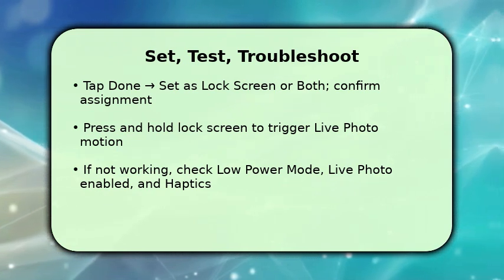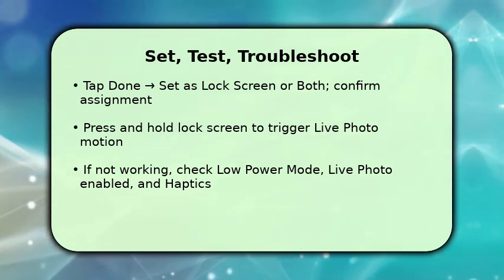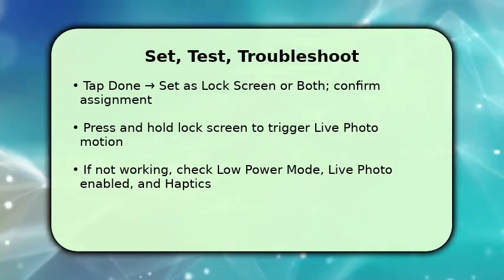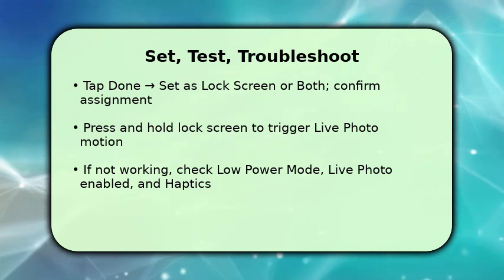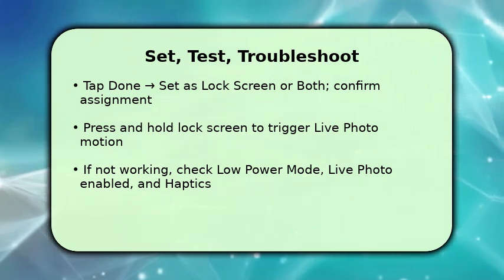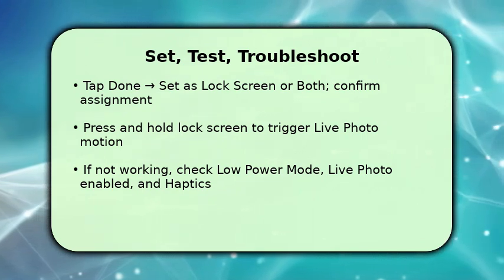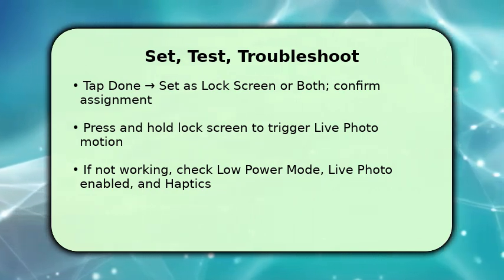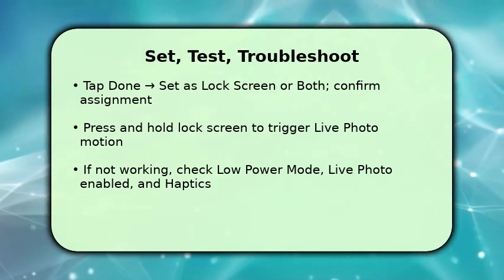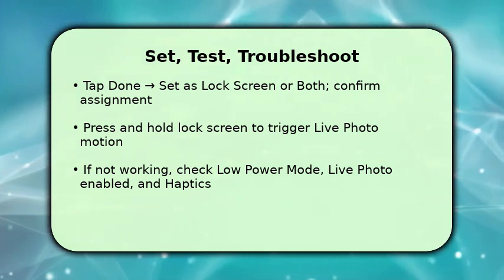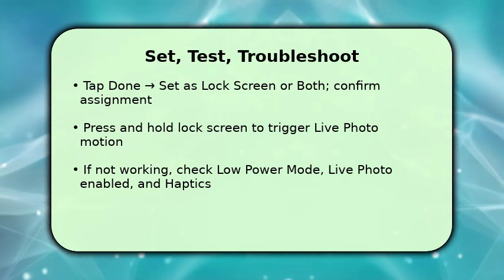Then test it. Lock the phone and press and hold the lock screen to trigger the live photo motion so you verify playback and timing. If the motion fails, troubleshoot. Make sure low power mode is off, live photos are enabled in camera settings, haptics and press to play are allowed, and the file wasn't converted to a still. Reassign after fixes if necessary.